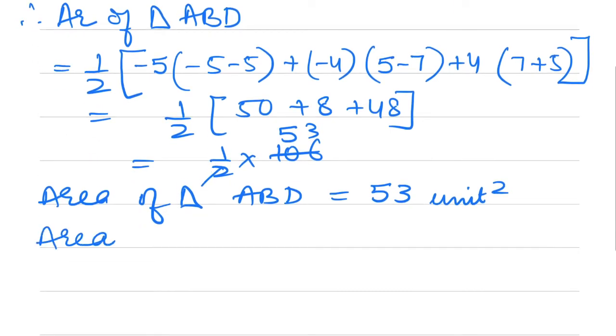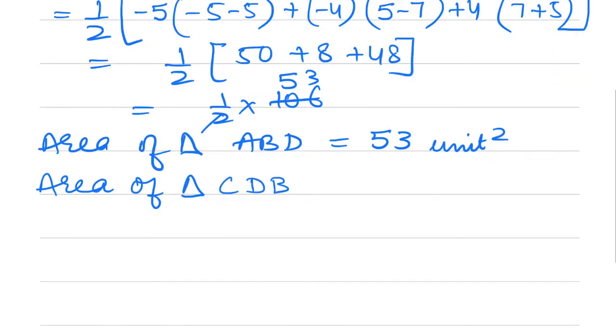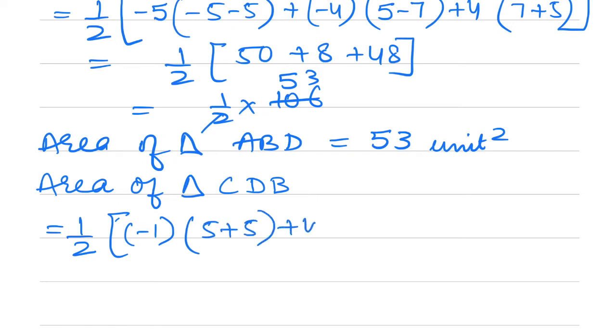Now let's find out the area of another triangle. So area of triangle CDB. Again, substituting into the formula, we have half, and this minus 1 into 5 plus 5, plus 4 into minus 5 plus 6, minus 4 into minus 6 minus 5.